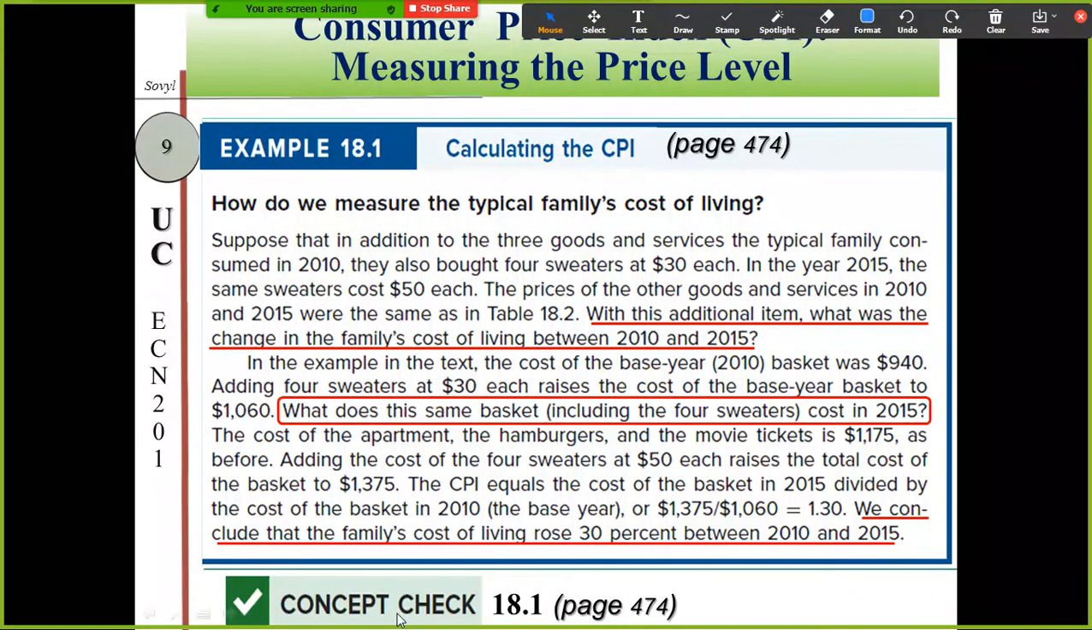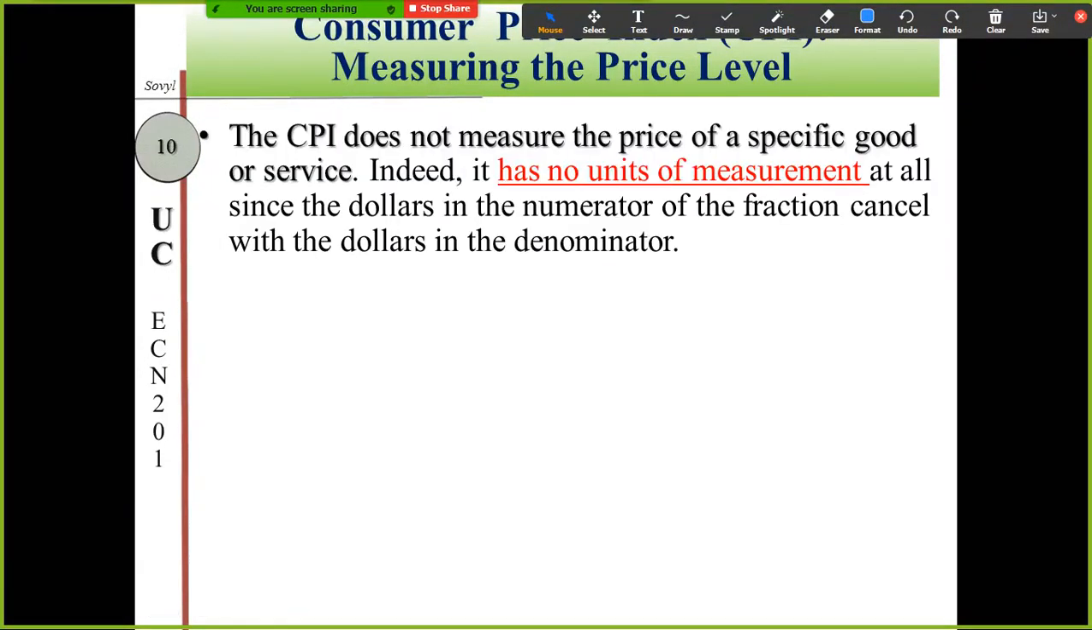Okay, concept check. If you go to the same page as this example, you can see concept check 18.1. I'm not going to go through the textbook. You go by yourself and study the concept check.